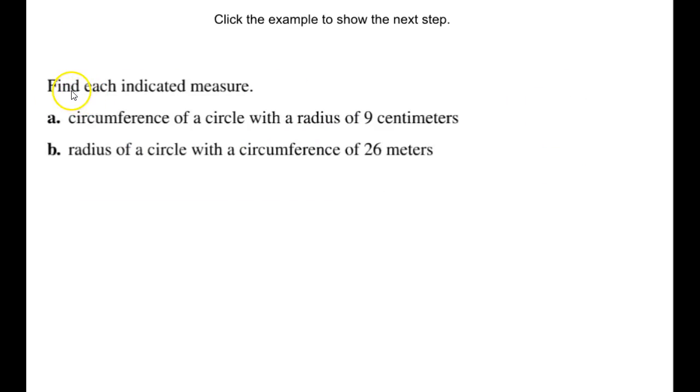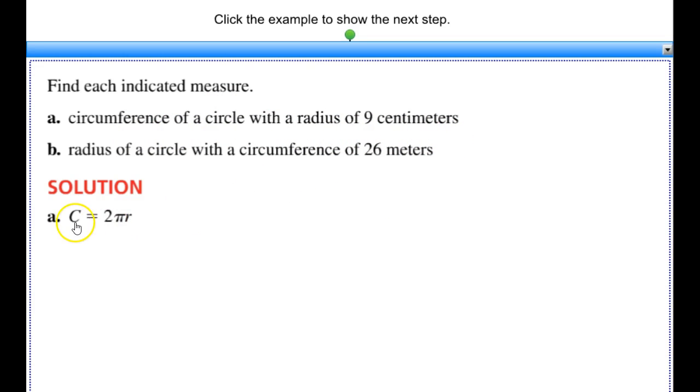So here's our first example. First, we need to find each indicated measure. Find the circumference of a circle with a radius of 9 centimeters. I go ahead and use my circumference equals 2 pi r, and then I plug in what I know. I'm trying to find the circumference, but I know the radius, so I can plug that in, and I get 18 pi, which is approximately 56.55. Sometimes you're going to be leaving this in terms of pi, so you can leave it as 18 times pi, and that's just fine.